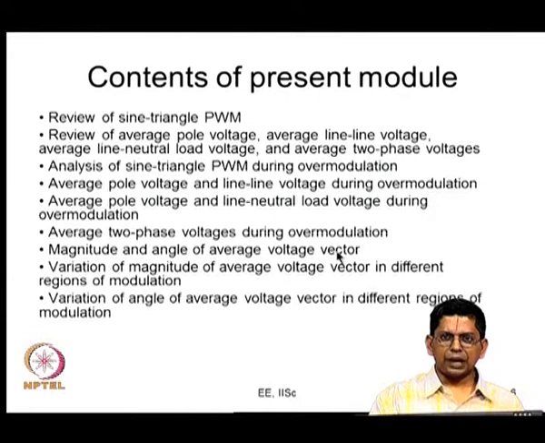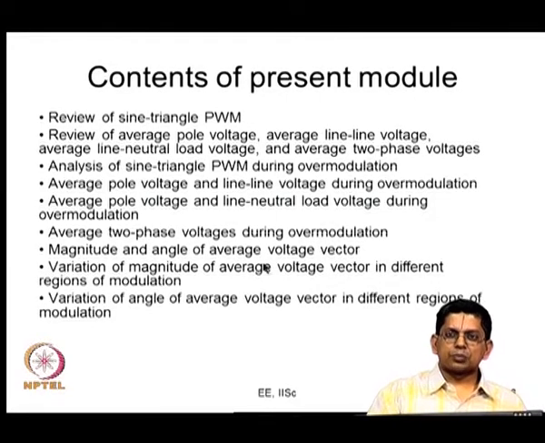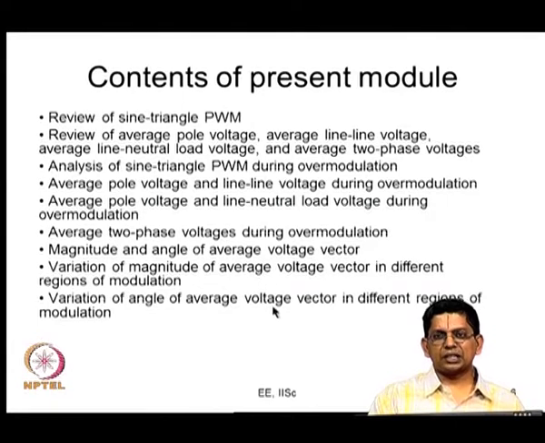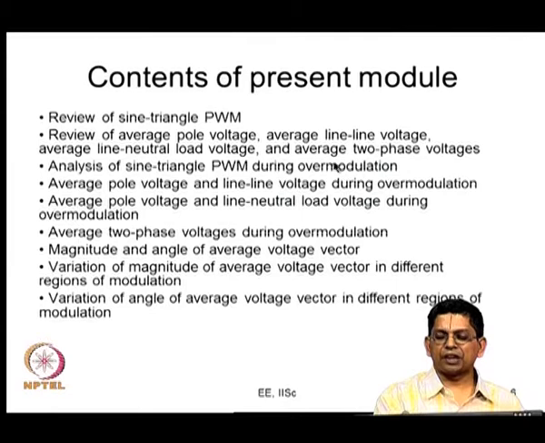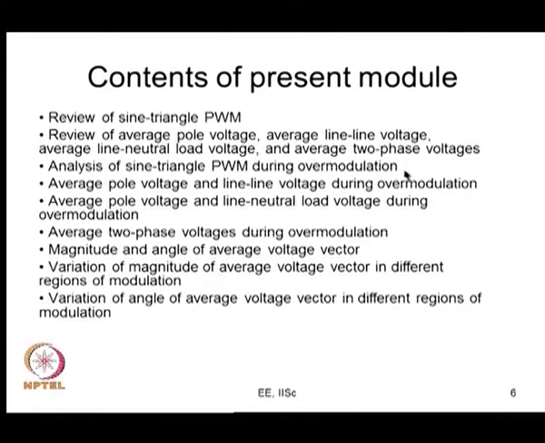So, after this rather long introduction, let me take you to this present module in greater detail. I said I am going to deal with overmodulation. So, what we are going to first do is review sine triangle PWM. It is better that we pick up our threads from there, and review these quantities that we have called average pole voltage, average line to line voltage, average line to neutral voltage, and average two phase voltages. Then what we would essentially do today is the analysis of sine triangle PWM during overmodulation.